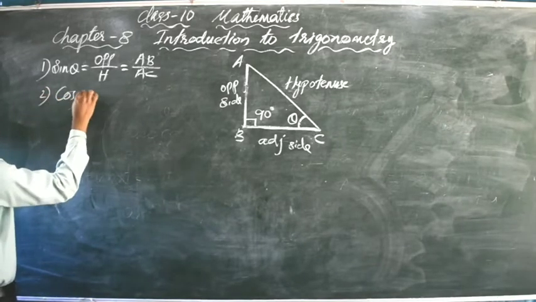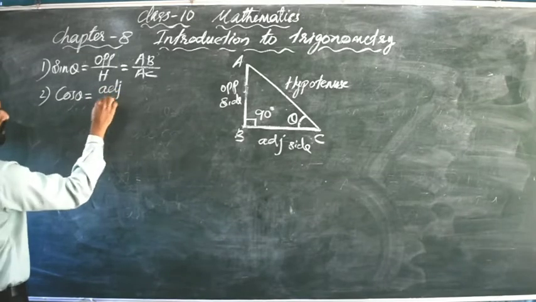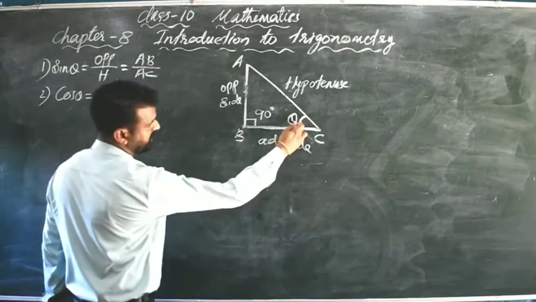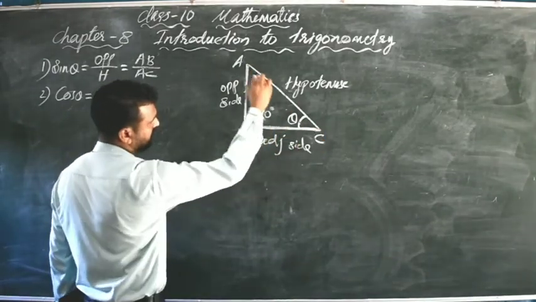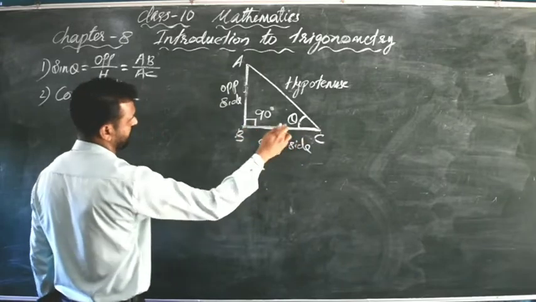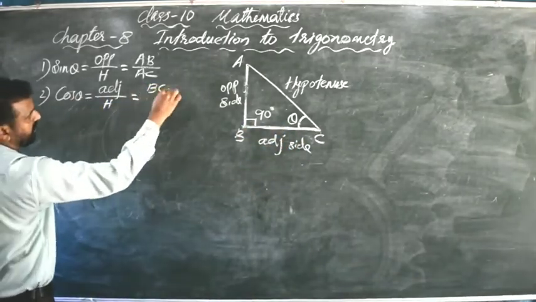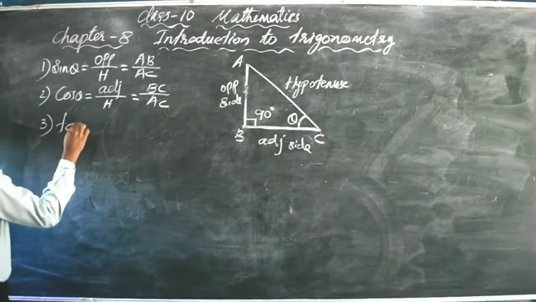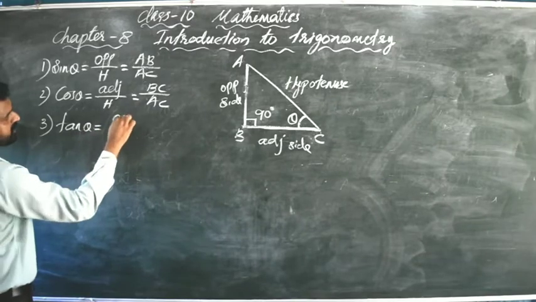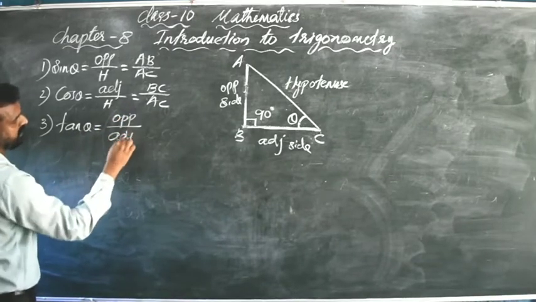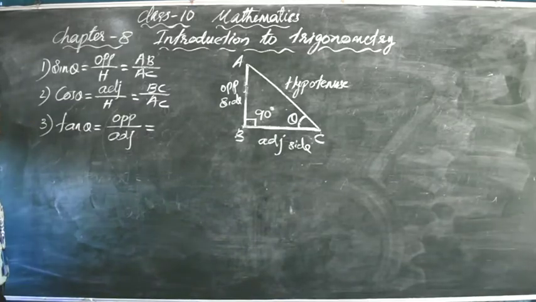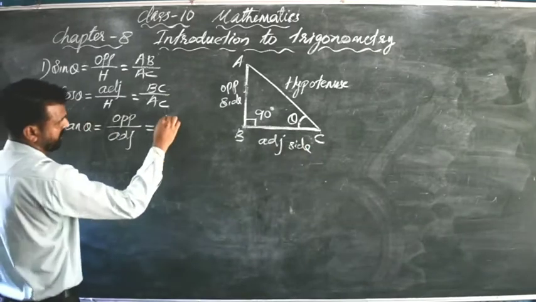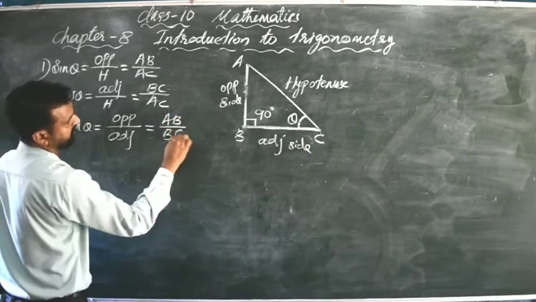Then second one is cos theta. Cos theta is equal to, what was the ratio? Adjacent side divided by hypotenuse. Adjacent side is here BC divided by AC we can write. Next one is number 3, tan theta. Tan theta is equal to opposite side divided by adjacent side. Opposite side is AB and adjacent side is BC. So the ratio is AB divided by BC.